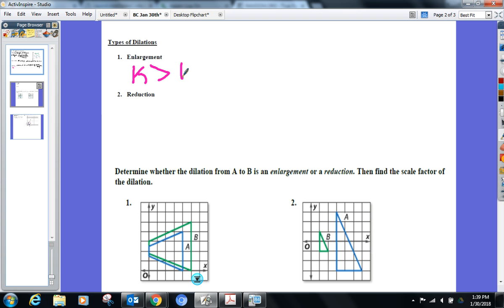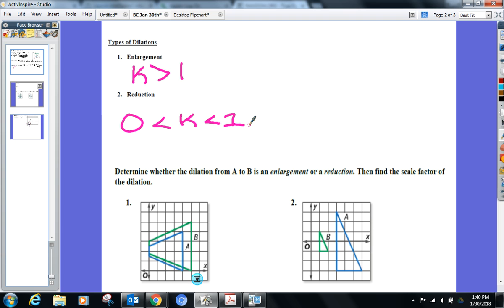Now, most of you would say if I have a reduction, it's going to be less than 1. But no. It is not less than 1. It's between 0 and 1, if it's a reduction. So 1/2, 2/3. Usually the question I get right after is, anybody? Is there such thing as a negative scale factor? And the answer is yes, there is.